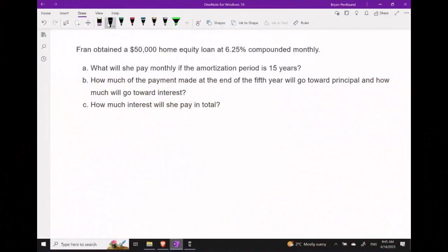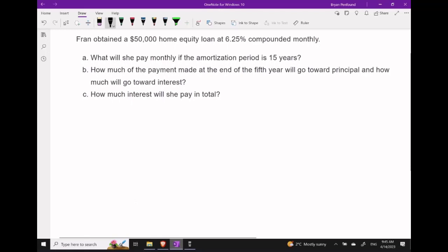Fran obtained a $50,000 home equity loan at 6.25% compounded monthly. Let's first try to figure out what her monthly payment size is going to be if the amortization period is 15 years. Since we will have to make an amortization table in Part B, let's go ahead and just assume that we're making month-end payments here.